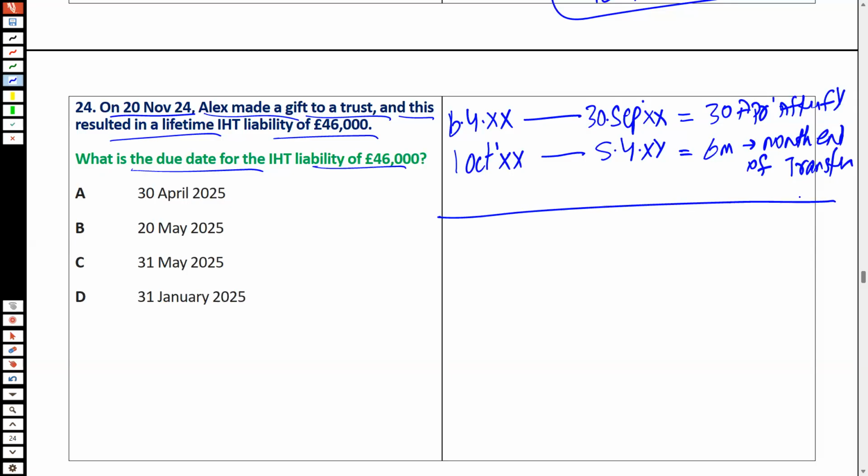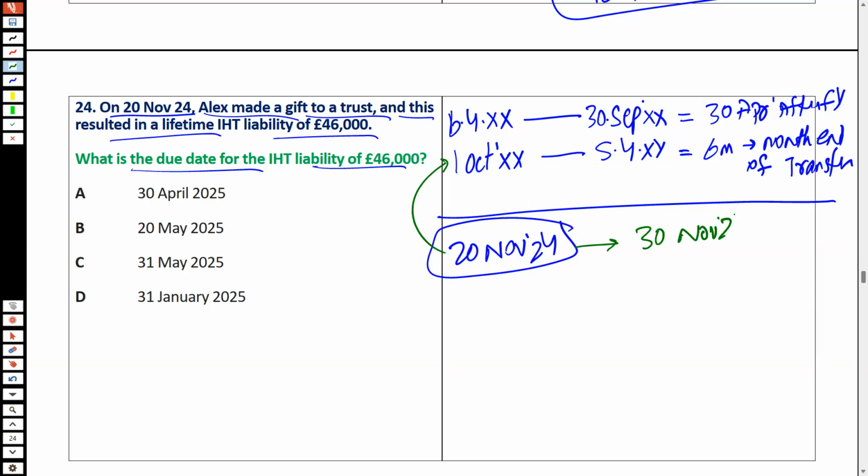Now, we just need to mirror this overall story here. The CLT date is 20th November 2024, which means the CLT date is in this category. So month end would be 30th November 24, and from this month end, I'm talking about 6 months. So 6 months is 31st May 2025.